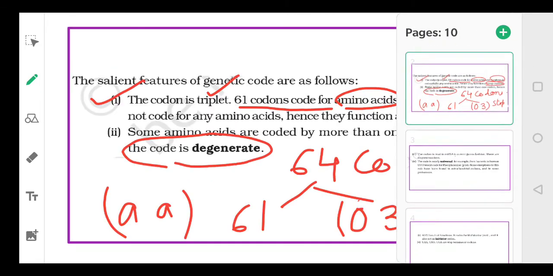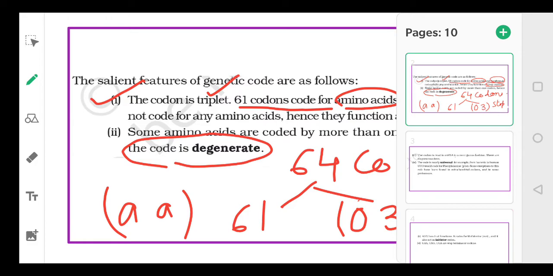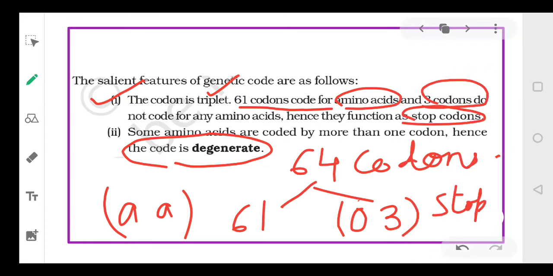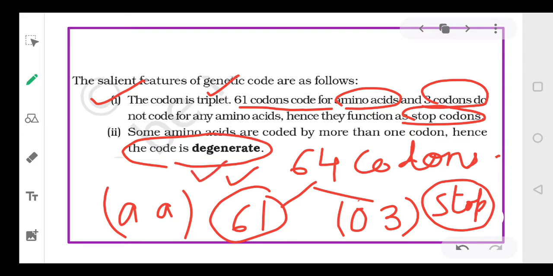Right? So your amino acids are coded by more than one codon. For example, proline is coded by 4 codons. So that is why we call it degenerate. The genetic code is degenerate. Let's revise it again. Codon is a triplet. There are 64 codons in total. 61 codons code for amino acids. 3 codons are stop codons. They will stop the process. And one amino acid can be coded by more than one codon. So this is called degenerate. I hope it is clear, everyone.